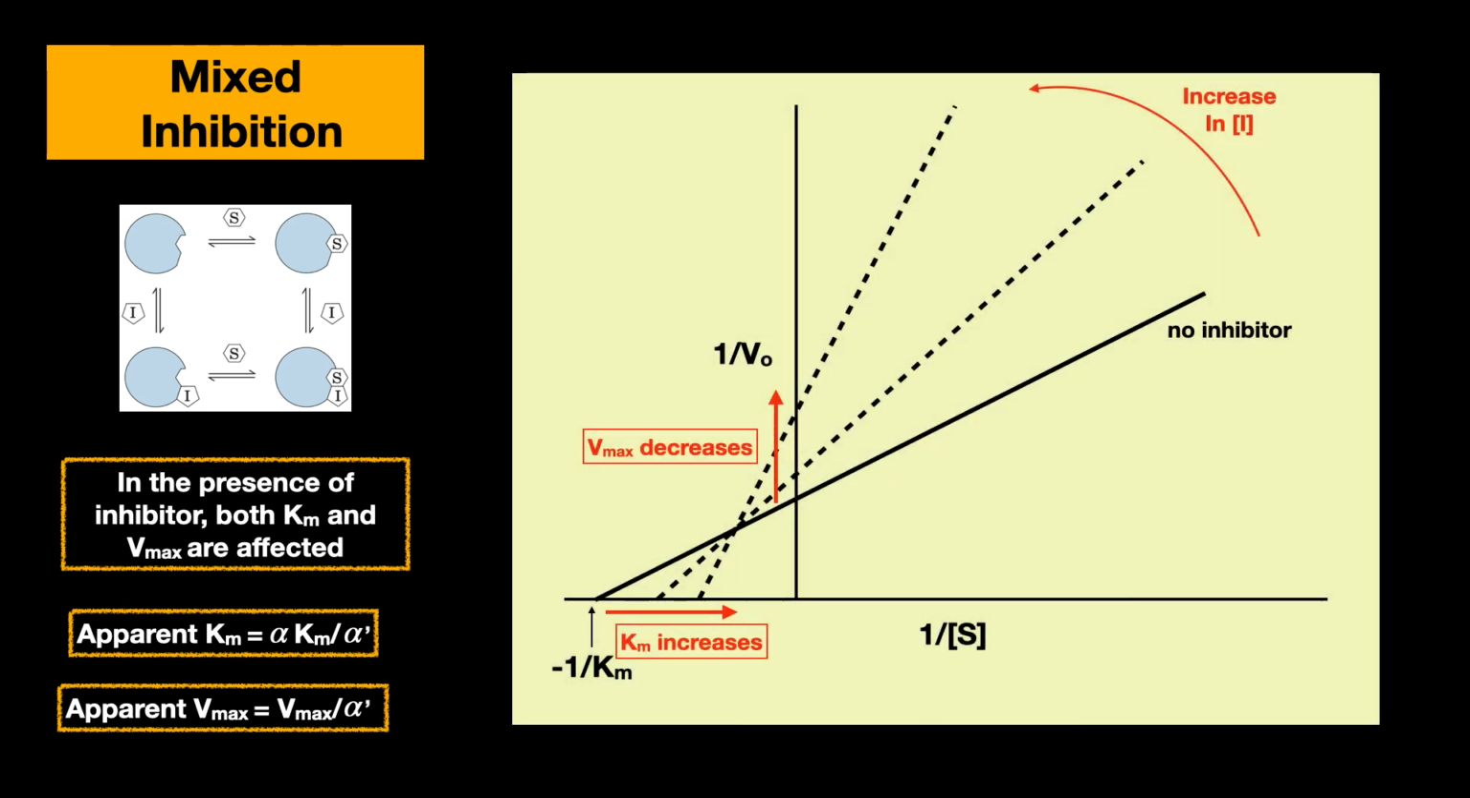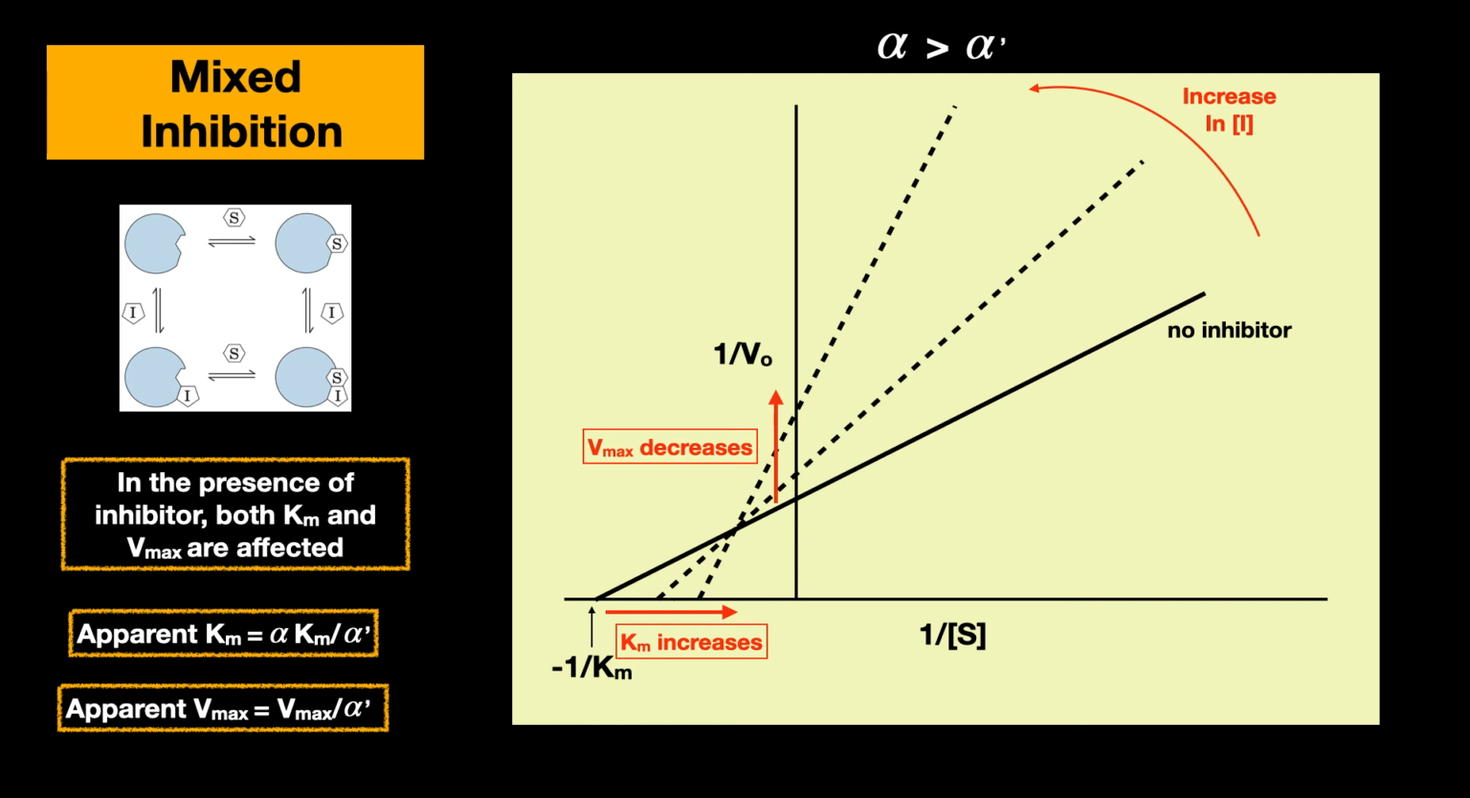Similarly, Vmax will decrease by a factor of alpha dash as in uncompetitive inhibition. The double reciprocal plot for mixed inhibition will look like this. Now, this is the case when alpha is greater than alpha dash. Km is increasing and Vmax is decreasing with increase in inhibitor concentration.